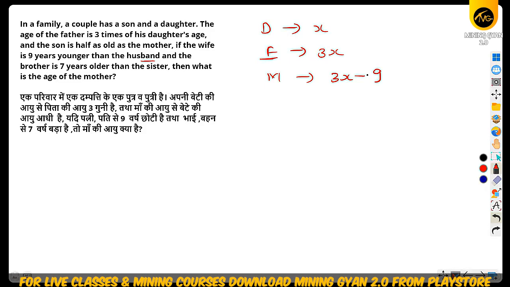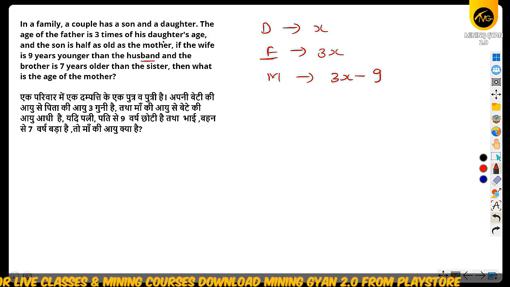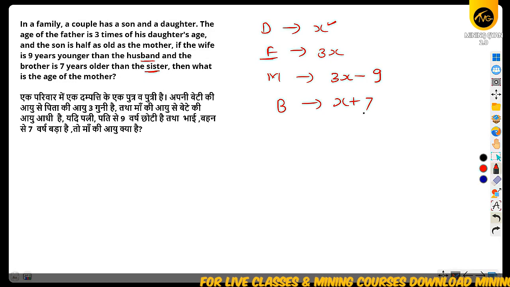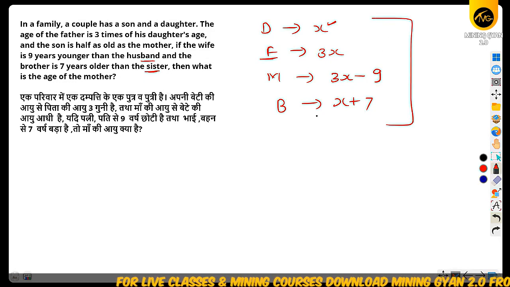Now what will be the brother's age? The brother is 7 years older than the sister, so the brother will be x plus 7, because the sister, meaning the daughter's age, is x. Now we have all the expressions of ages of the daughter, father, mother and brother.